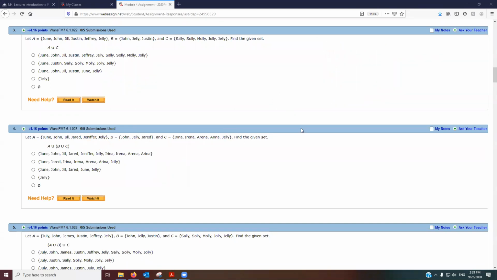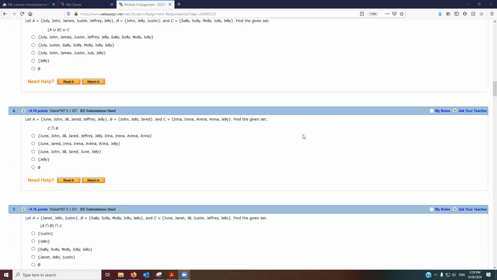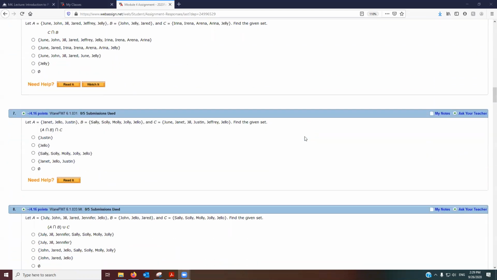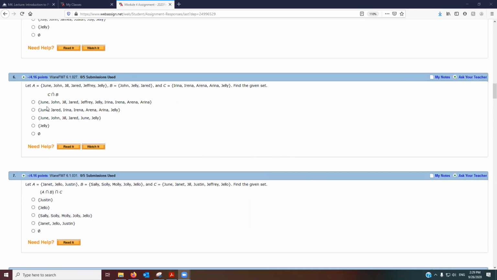All right, let's do a few examples that involve intersection. How about if we come here? This one, let's go to number 6. Number 6 says find C intersection B. So remember, this symbol means intersection. Really, it's asking you what's in common between these two sets. What element is sitting in both set C and set B at the same time?